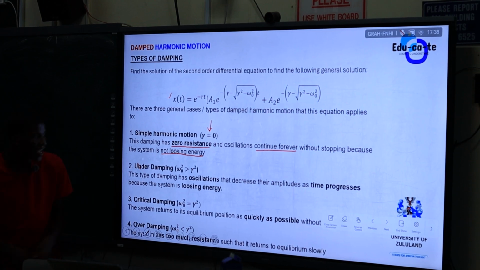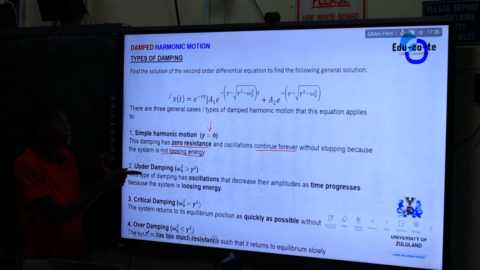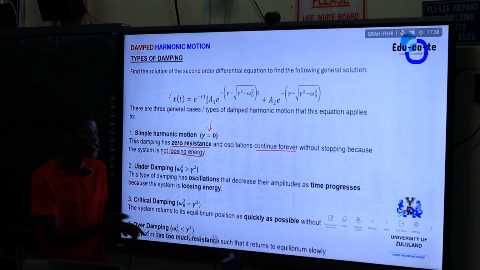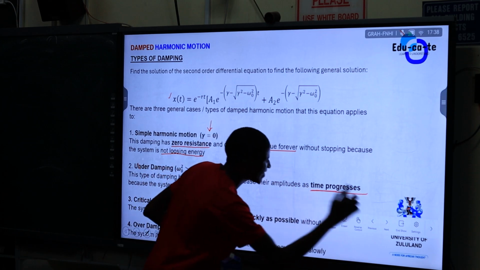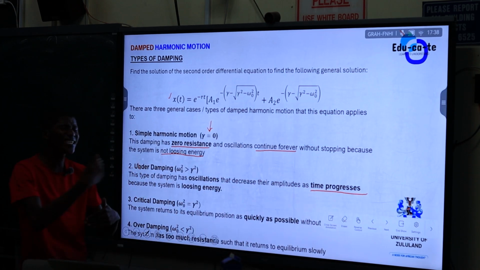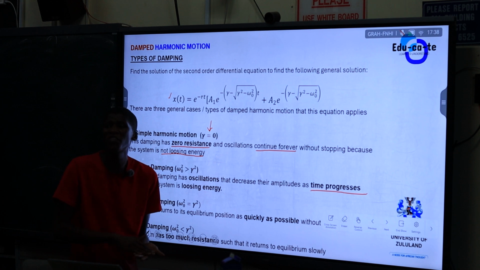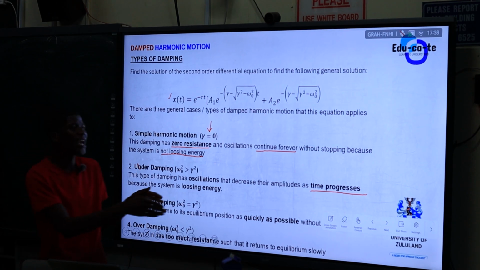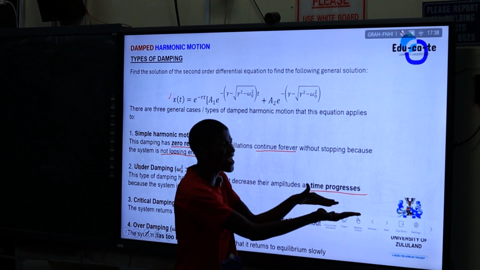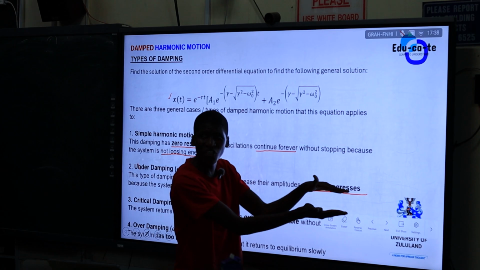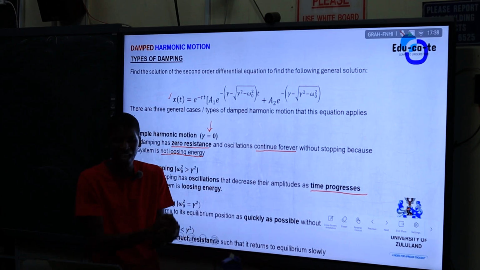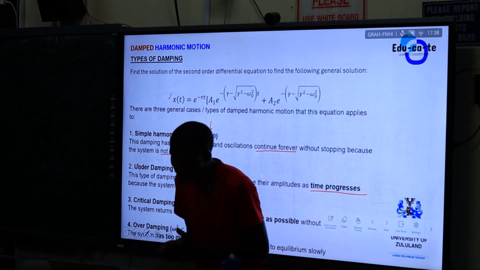So now we've got under damping. Under damping is the type of damping that has oscillations that decrease in amplitude as time progresses. The more time progresses, the amplitude of the oscillations, what does it do? It decreases. As illustrated here, the block swings to somewhere here, and then in the next motion it swings to here. And it keeps on decreasing slowly. So that is known as under damping.